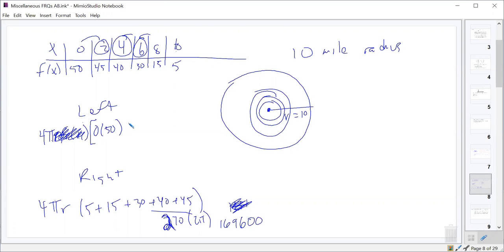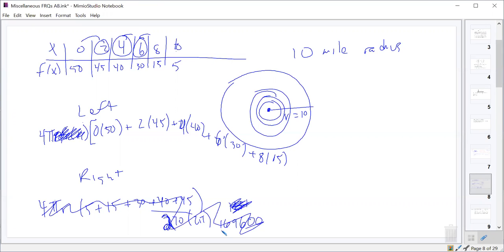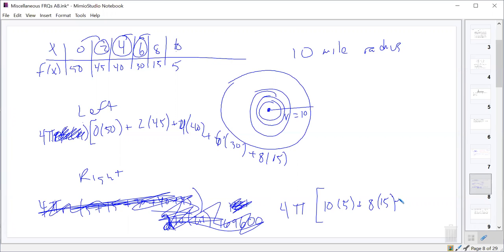So it should be 4π times 0 times 50 plus 2 times 45 plus 4 times 40 plus 6 times 30 and 8 times 15. Because those radii are still, we've got a full circle that's still out there. So that radius, we still have to include that value that we've gone out. And so this one should have been, that was a mess. 4π times, this time it's 10 times 5, and it should be 8 times 15, and it should be 6 times 30, and it should be 4 times 40, and it should be 2 times 45. That's bad.